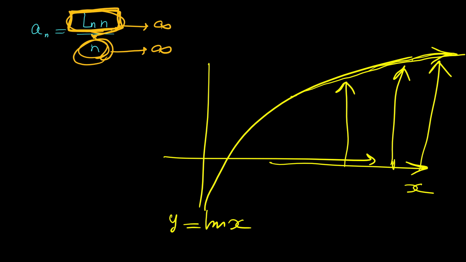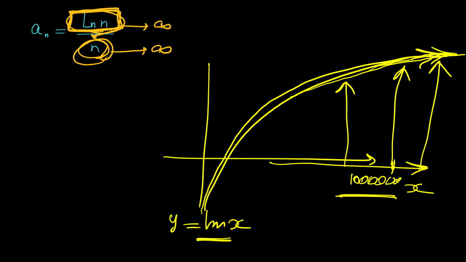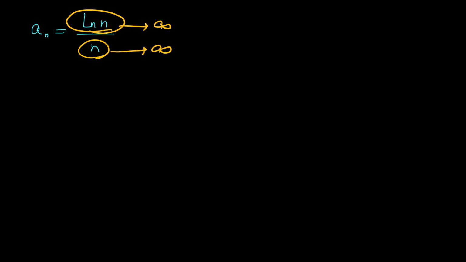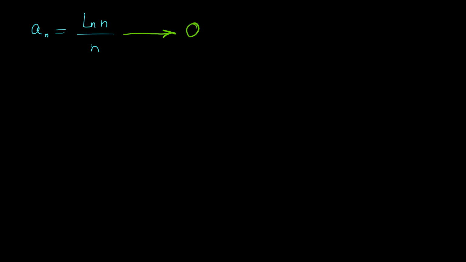For example, suppose here is 1 million or something like that. Ln of 1 million is very small number. So this means that this function goes to infinity very slowly. So without doing anything, we can claim that probably the limit of this sequence should be 0. But to prove this claim, we have to show our work. We have to give a proof. And the best proof is L'Hopital again.